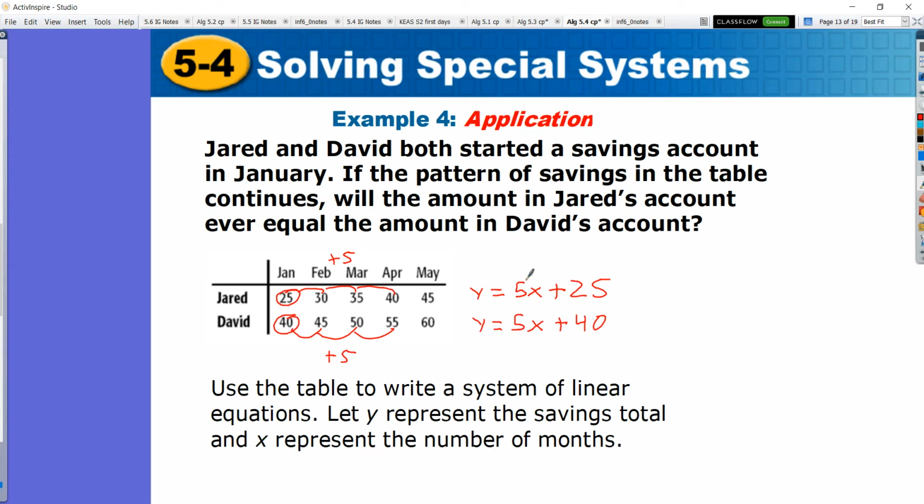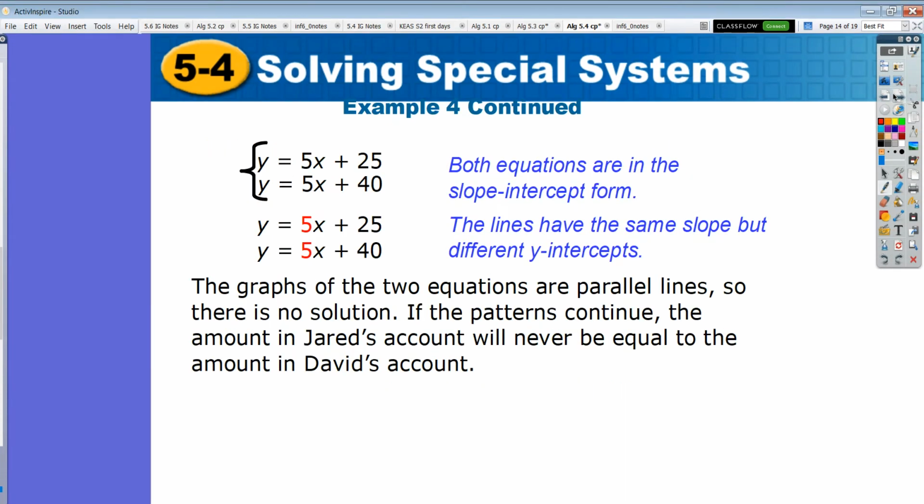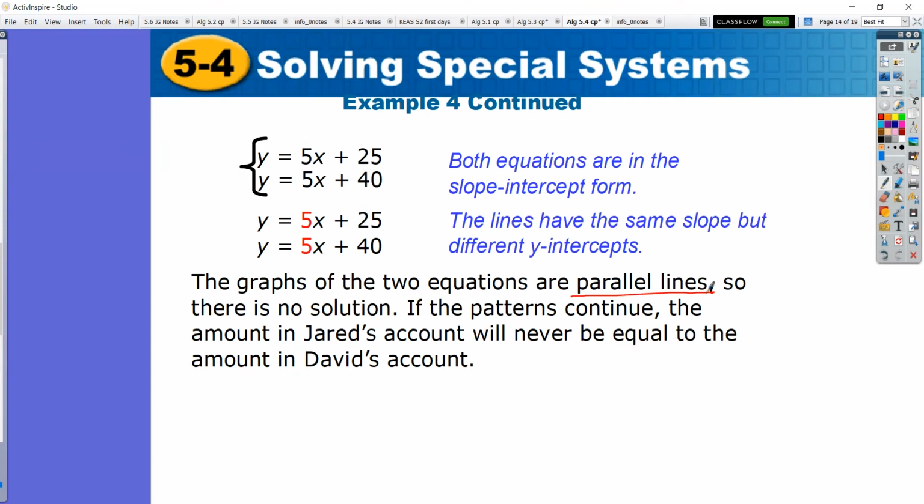They both have the same slope and different y-intercepts. So if we flip the screen and kind of take a look at that, same slopes, different y-intercepts, that means we have parallel lines. So there is no solution, which means that Jared, unfortunately, will never catch up to the amount of money David has in his account. All right?